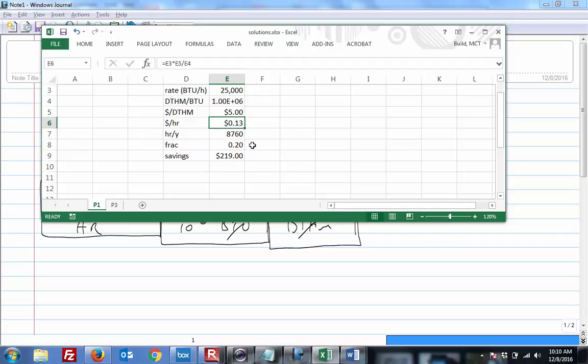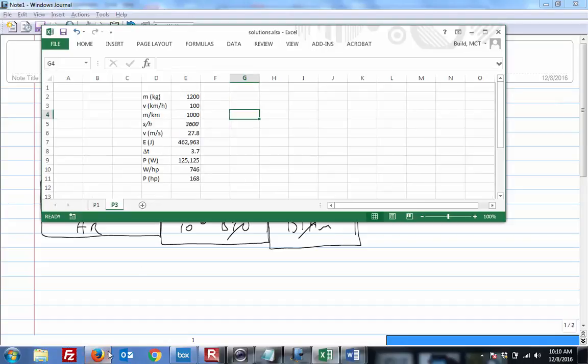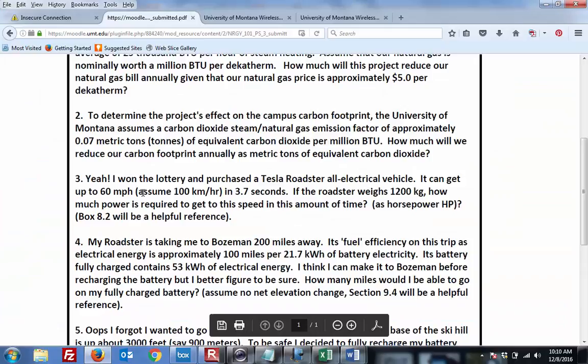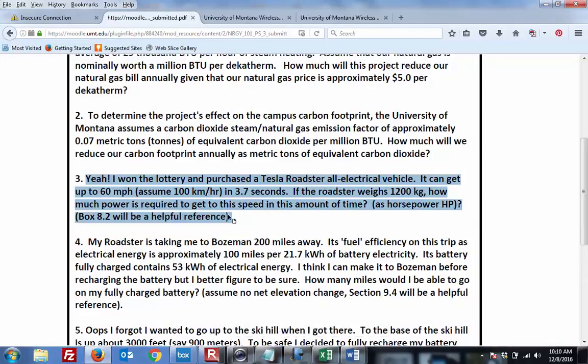Then we just made a few estimates to say that if we run for 20% of the year, with 8,760 hours per year, that would be $219 savings. If we ran for, let's just say, 50% of the year, obviously we would save more money. So that was problem 1. And then we went on to problem 3, which is here, the Tesla Roadster problem. And this is using box 8.2 from the textbook.